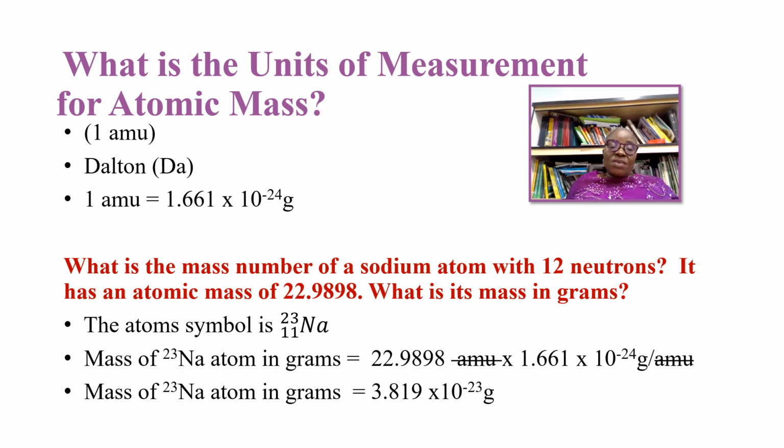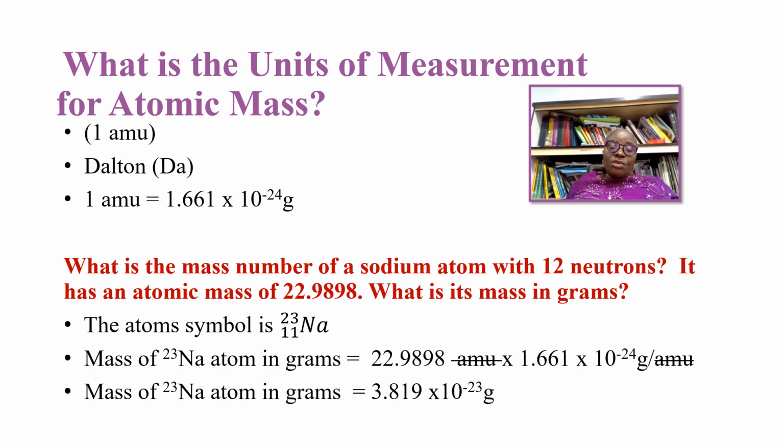Like the question we have here: what is the mass number of a sodium atom with 12 neutrons? It has an atomic mass of 22.9898. What is its mass in grams? A sodium atom has 11 protons in the nucleus. For an atom with 12 neutrons, the mass number will be 23.